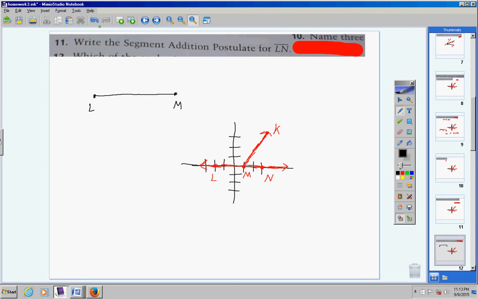And M is somewhere here in between. We'll put it here. Now, what's the segment addition postulate? Well, guys, come on. It's not that difficult. We should know this. Segment LM plus segment MN equals the entire segment LN. Okay? That's the segment addition postulate. This segment here plus this segment here equals the entire segment.